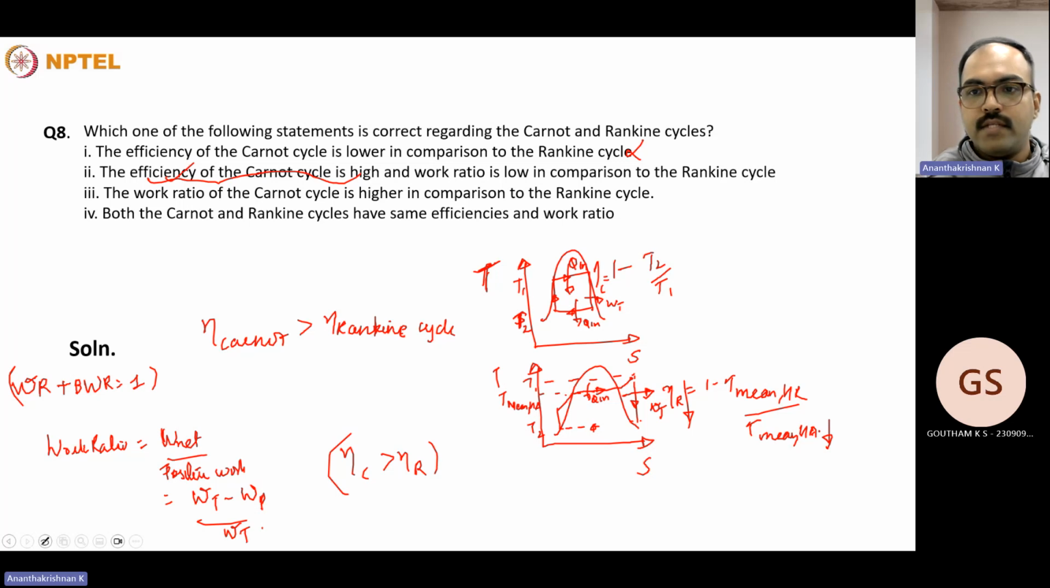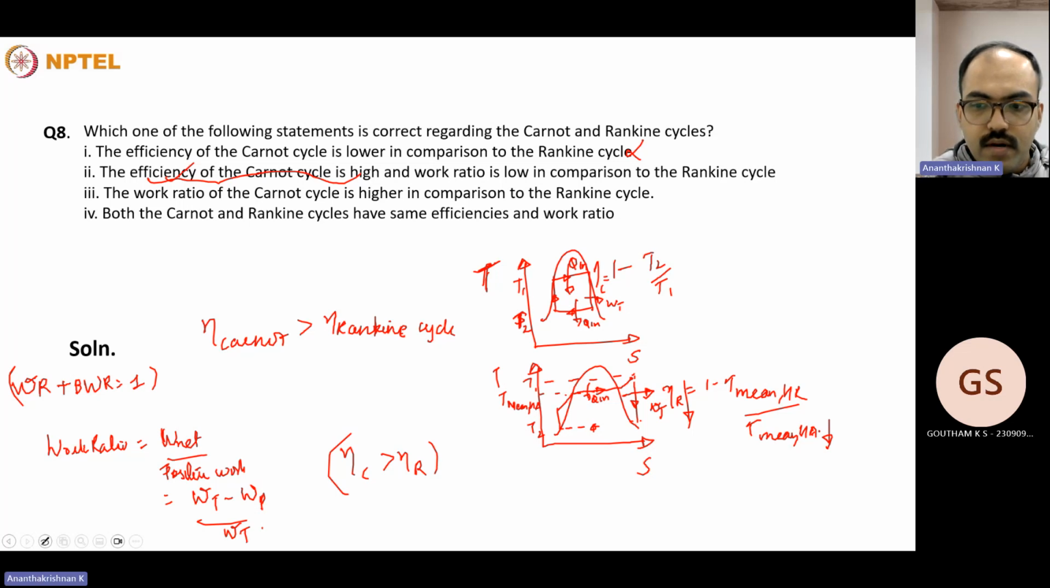So what will be the answer? We already got the first part, that the efficiency of the Carnot cycle is high. The work ratio, that is the net work divided by the positive work, is low for the Carnot cycle in comparison to the Rankine cycle. So compared to the positive work, that is the turbine work, the net work will be lower.